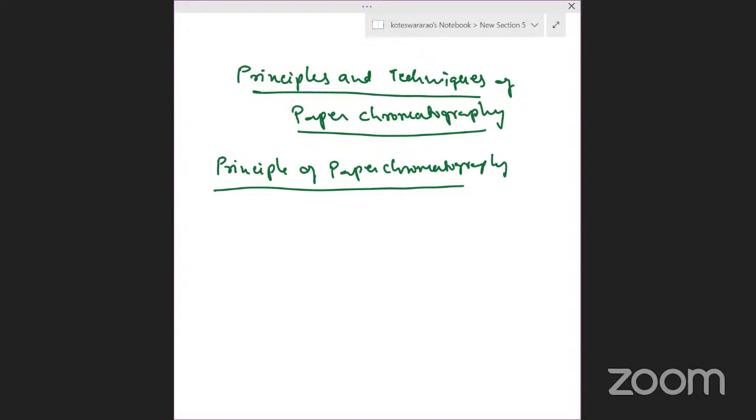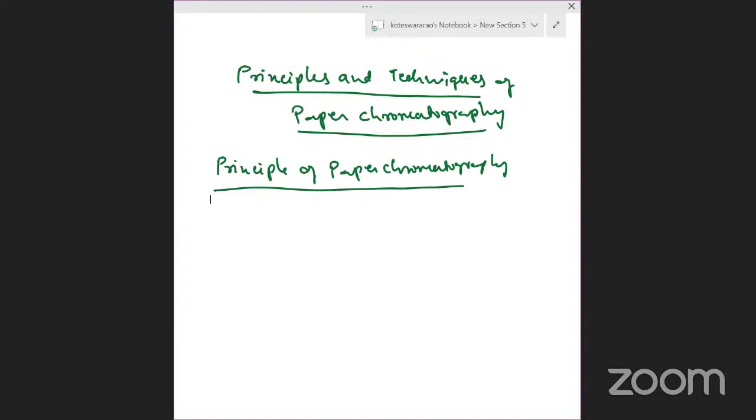Again, I am repeating, the general principle of chromatography is applicable to all chromatographic methods. Similarly, here also, the distribution coefficient and the selectivity factor are applicable to paper chromatography.